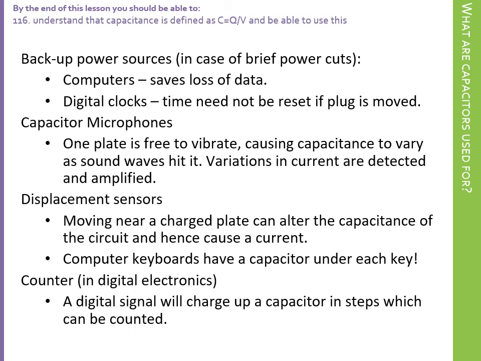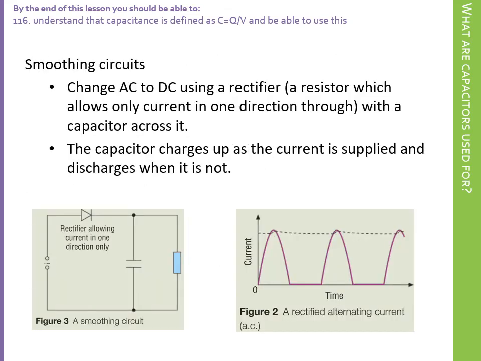When you read through all these uses, you will be more confident to understand it. Capacitors are used in smoothing circuits, so changing alternating current to direct current using a rectifier, a resistor which allows current in only one direction, with the capacitor across it. So the capacitor charges up as the current is supplied and then discharges when it is not.